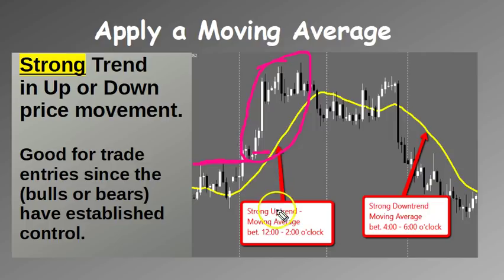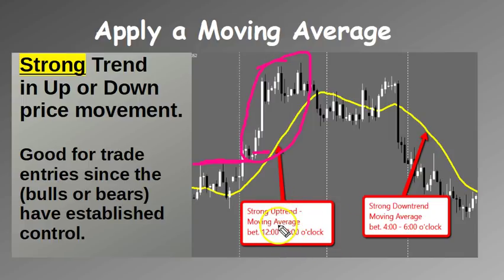So in a strong uptrend, you want to see the moving average, and we look at the moving average. We don't look at price. We look at where the moving average is, if we can see that in our mind on a clock, the second hand on a clock, and we want to see it between the 12 and 2 o'clock position. Right here.